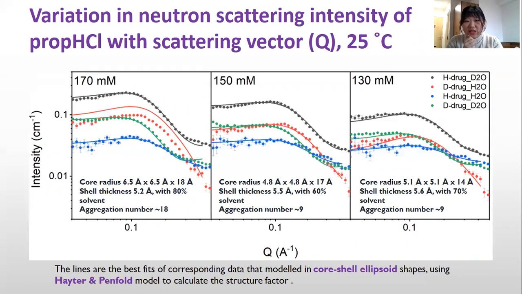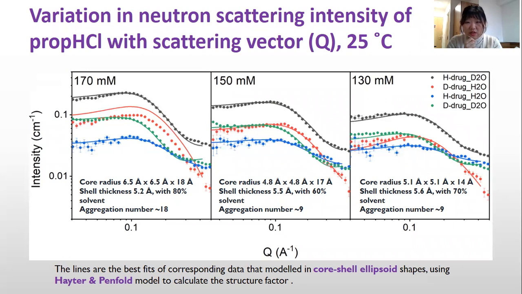Now back to the data. We linked all four contrasts for each concentration and modeled them in a shape of prolate ellipsoid, and assuming there is a core that is mainly composed of hydrophobic rings. And the details of the shape we'll talk about later. But here, I want to talk about the shape of the curves that indicates there are some interparticle interactions between the particles.